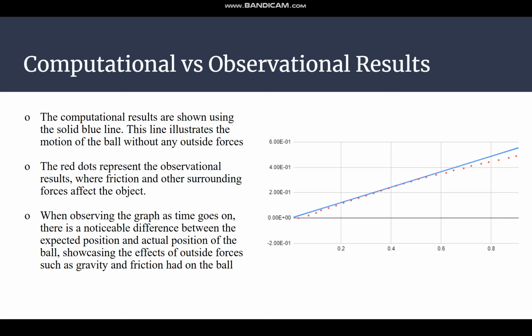Computational versus observational results. The computational results are shown using the solid blue line, and this line illustrates the motion of the ball without any outside forces. The red dots represent the observational results, where friction and other surrounding forces affect the object. As we can see toward the end of the time, the red dots kind of get away from the blue line, and that just shows the effect of friction and other forces on the object. But at the beginning, it was relatively the same.